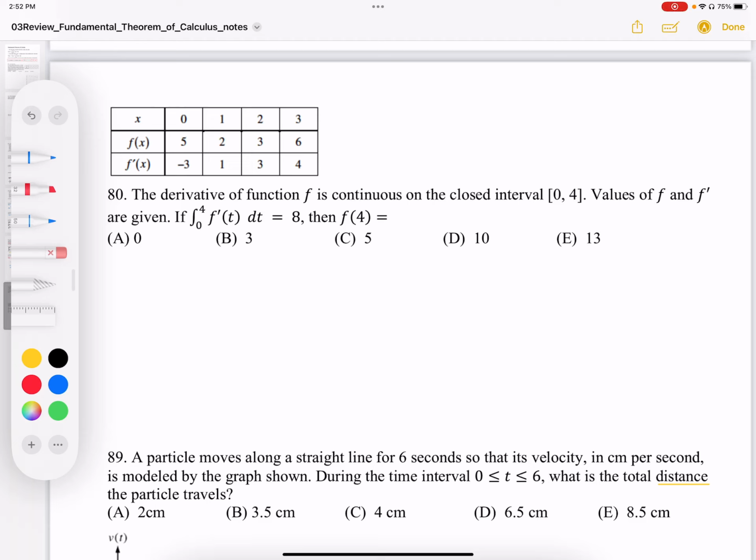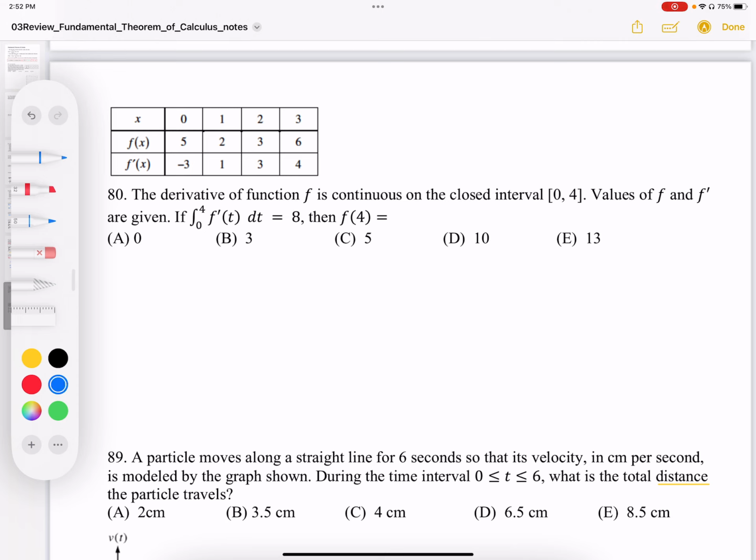This next question is from the multiple choice section. It says the derivative of function f is continuous on the closed interval from 0 to 4, and the values of f and f prime are given in this table. It tells us that the integral from 0 to 4 under the derivative function is equal to 8. So that also means that the displacement from 0 to 4 is equal to 8. Then it asks us the value of f of 4.